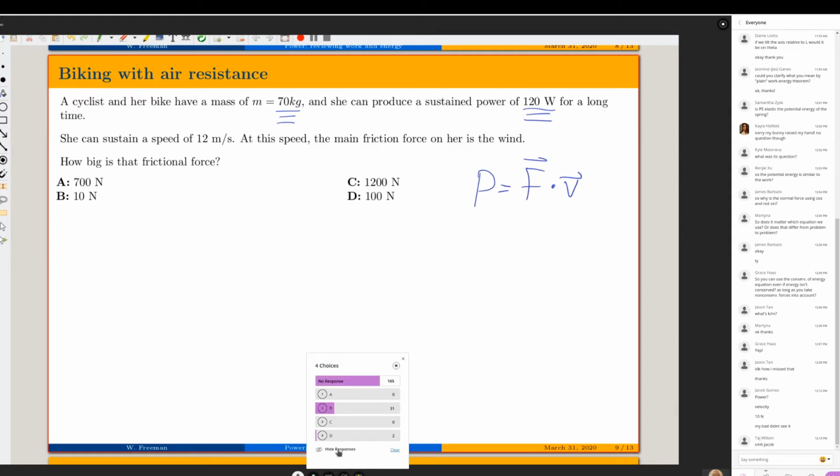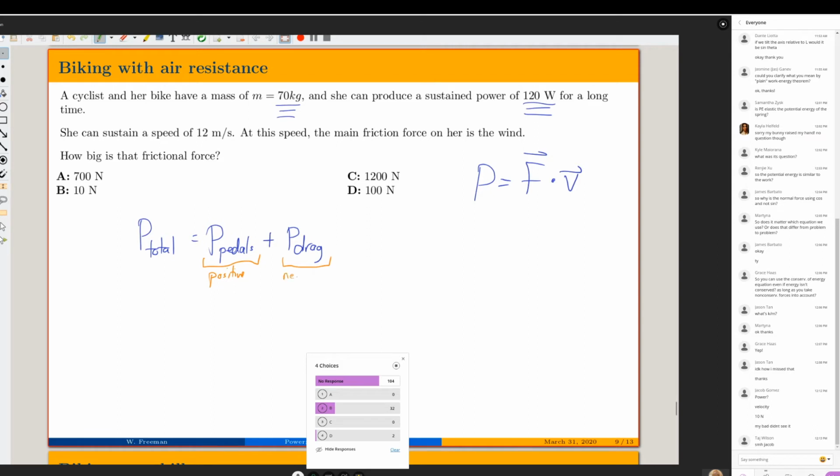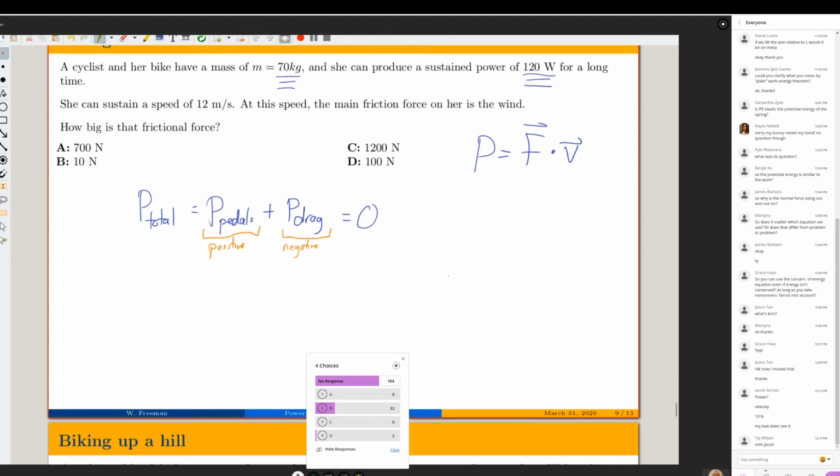Again, I'm going a little bit fast here just because of the interest of time. So I know that the total power is the power she's putting into the pedals plus the power from drag. And we know that the work being done on the pedals is positive, and the work being done by drag is negative. But I also know that the net power being applied to the bicycle is 0 because it's going at a constant speed. 12 meters per second is the sustained speed.